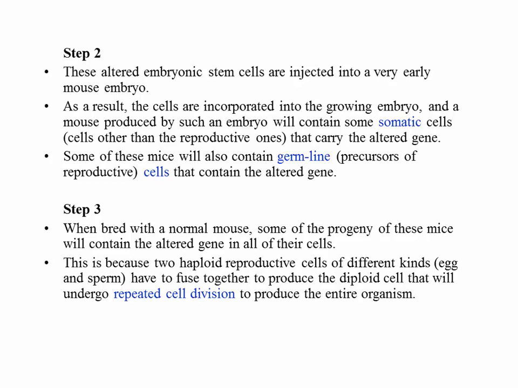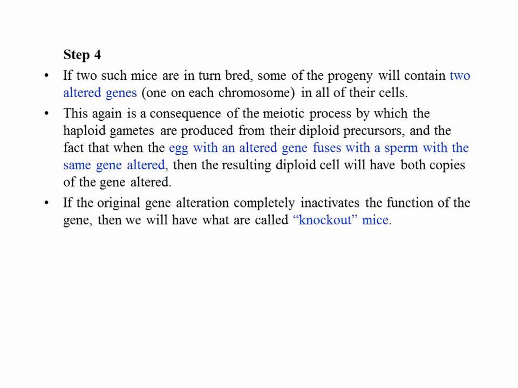But now you want a mouse that has both copies knocked out, right. So there's further breeding that has to take place. So if 2 such mice are in turn bred, okay, so there is a mouse that has every cell in the body having a mutated gene, 1 copy. Another mouse that has every cell in the body with a mutated gene, right. Then if you breed the 2 of them, then there is a 1 in 4 chance that the progeny will have both copies knocked out, right. So if 2 such mice are in turn bred, some of the progeny will contain 2 altered genes, 1 on each chromosome in all of their cells.